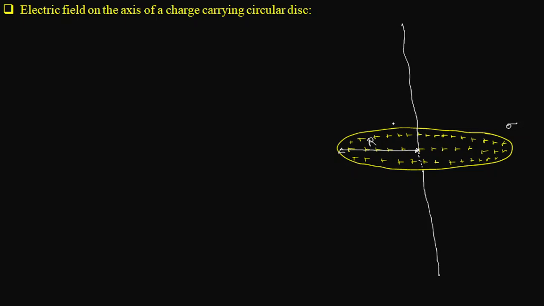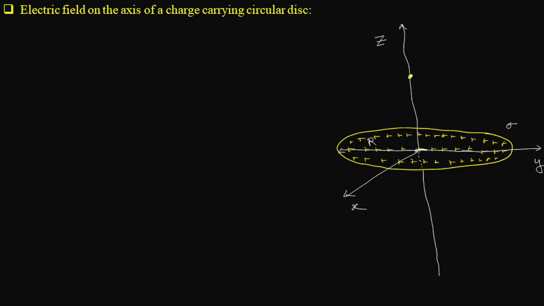Okay, so again, to calculate the electric field on the axis of a circular disc, I am imposing a coordinate system in such a way that the origin lies at the center of this circular disc. Let's say this is the x-axis, this is the y-axis, and the axis of this circular disc is along the z-axis. Now we want to calculate the electric field on the z-axis.